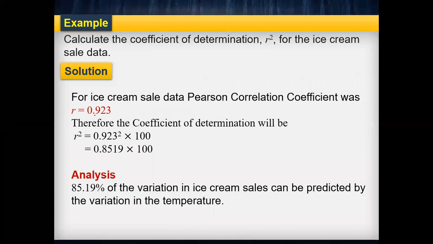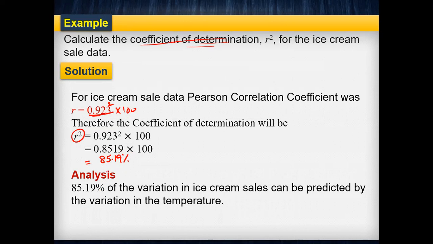For example, here you have the Pearson correlation coefficient 0.923. If the question is to calculate the coefficient of determination, we just take its square and multiply it by 100. Once we do that, we get the answer 85.19%. So now you can represent your answer in terms of percentage.